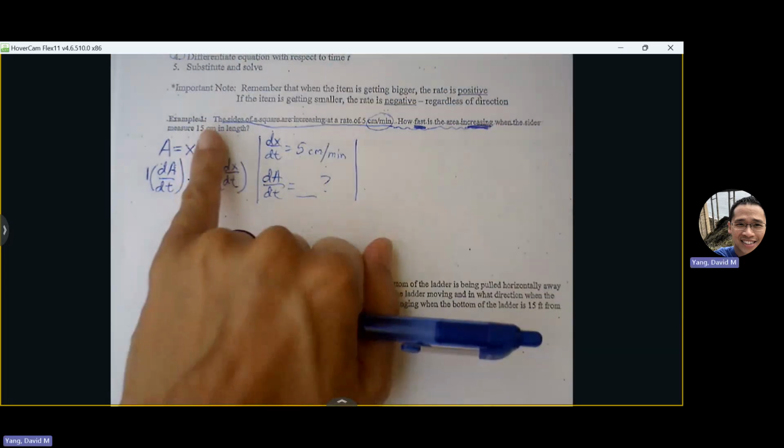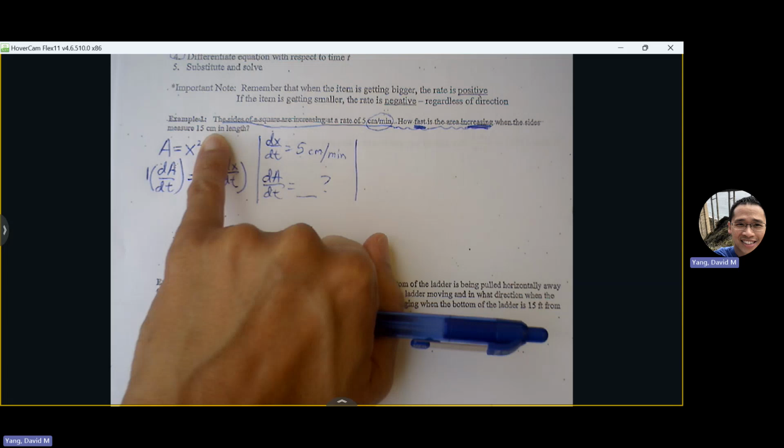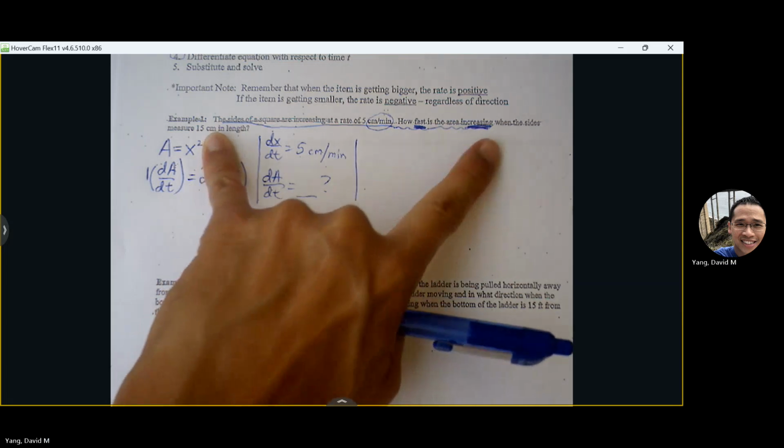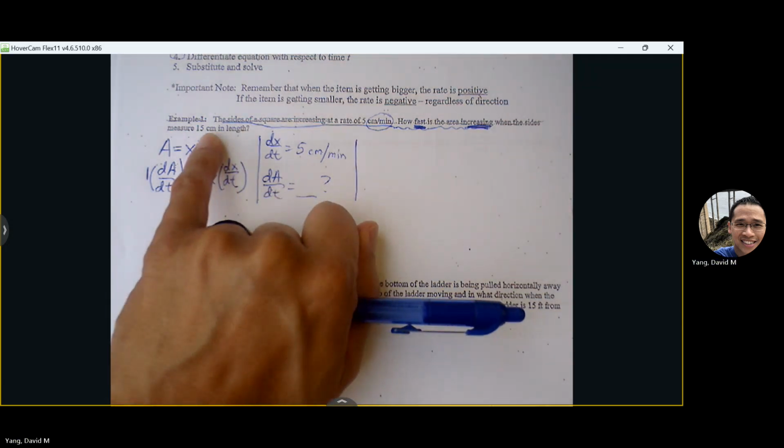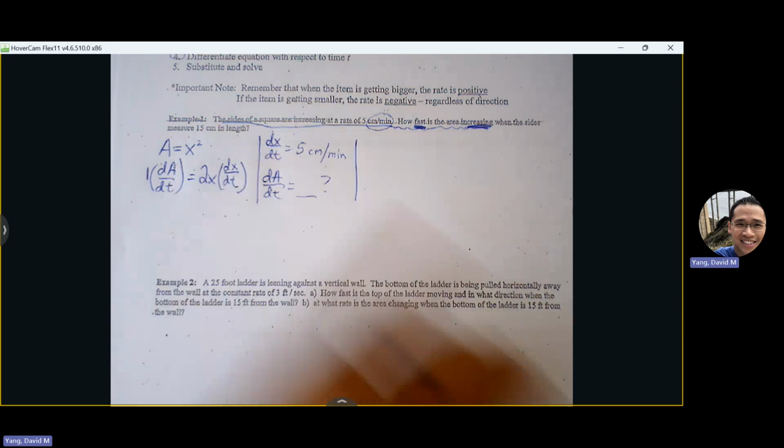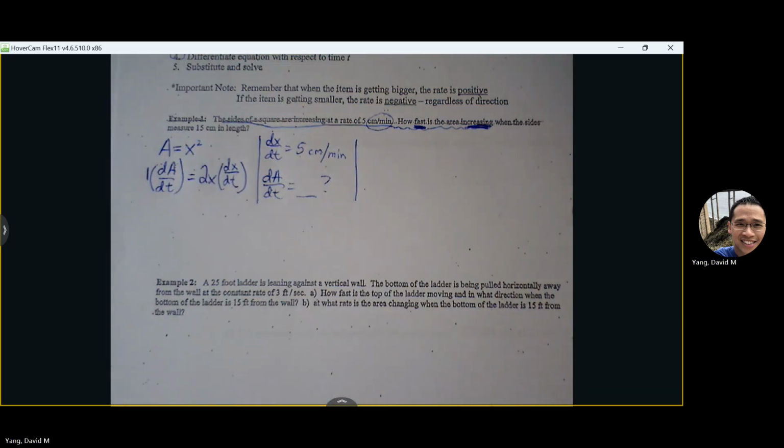Okay. When the sides measure 15 centimeters in length. So finally, what variable is going to hold that information? That's just going to be what? 15 will be which variable?